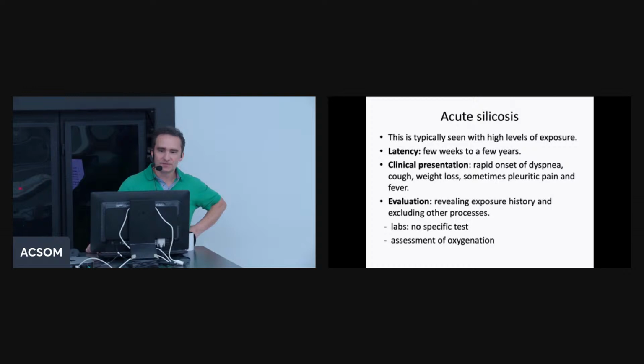So acute silicosis, right? It's typically seen with higher levels of exposure, and latency could be even a few weeks. So if you get exposed to a high dose, 1 month later this may be the presentation. Patients will come with a rapid onset of dyspnea, cough, weight loss, sometimes pleuritic pain and fever. And in general, the main message from the lecture is that you need to take an occupational history for patients like this. That's an essential part of the evaluation. And if you ask the questions, you'll reveal exposure history to silica.